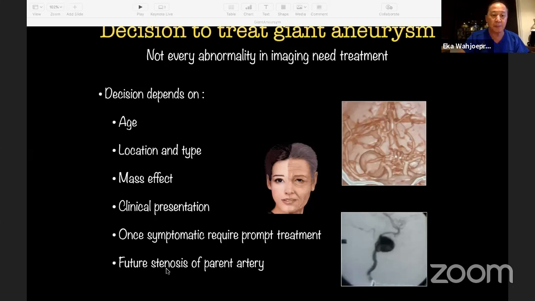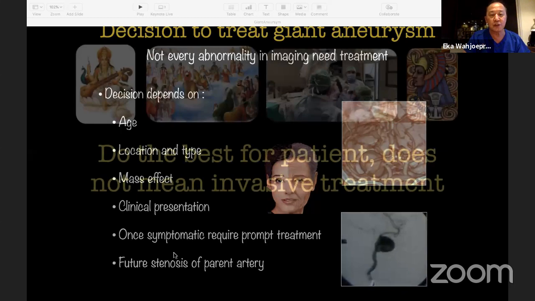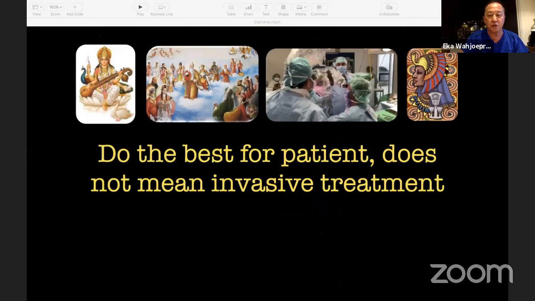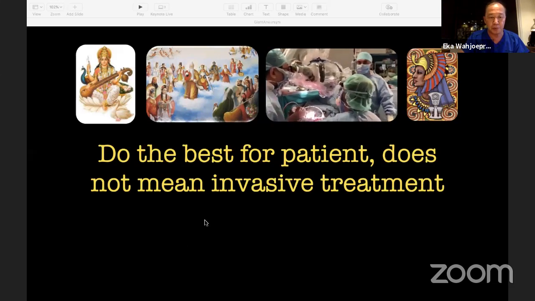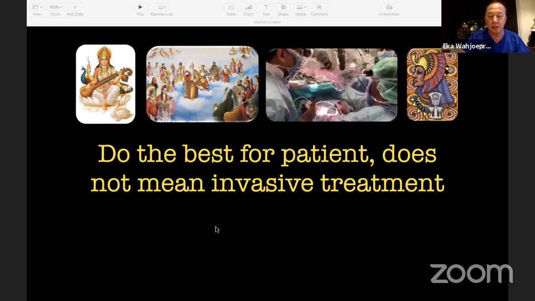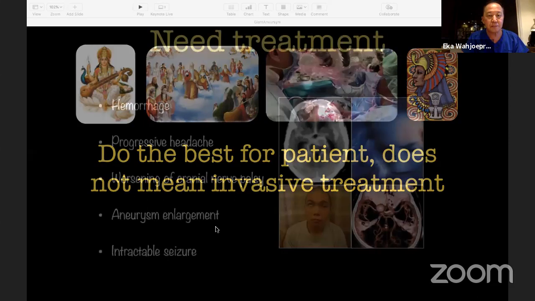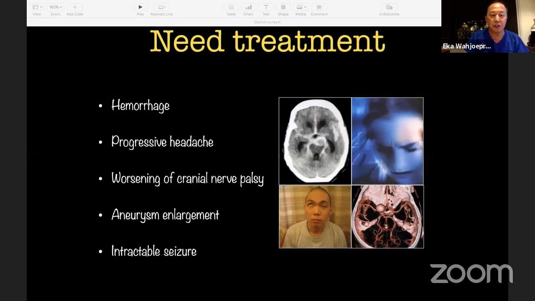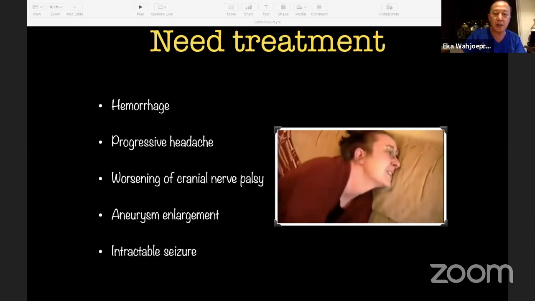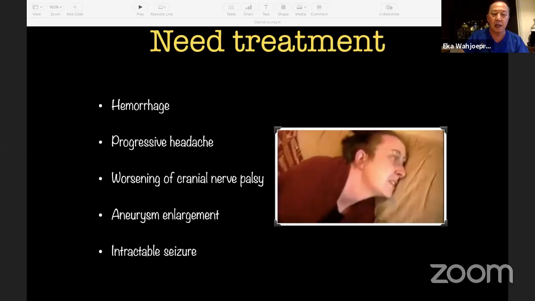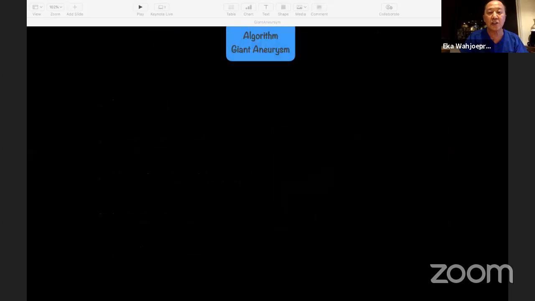So the decision is dependent on the age, the location, mass effect, and clinical presentation. And again, we need to remember that we need to do our best for the patient. Best does not always mean invasive treatment. So they need treatment if the patient has a hemorrhage, progressive headache, worsening of the nerve palsy, enlargement of the aneurysm, and also seizure.